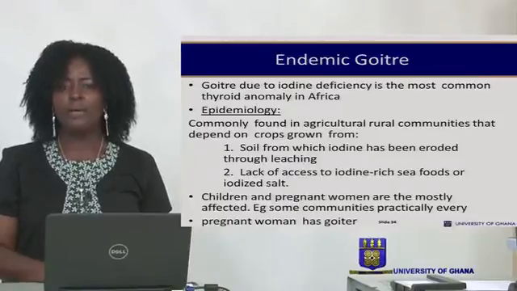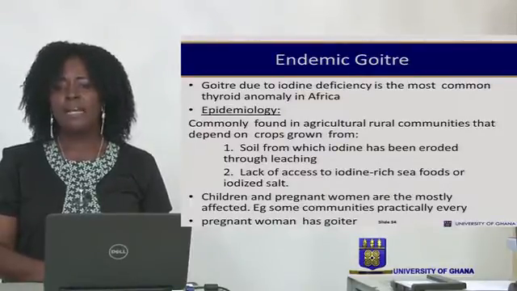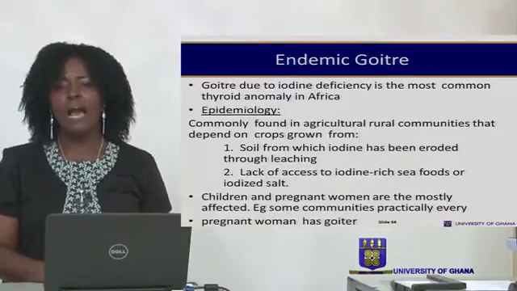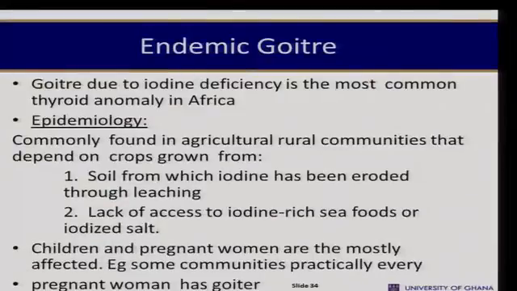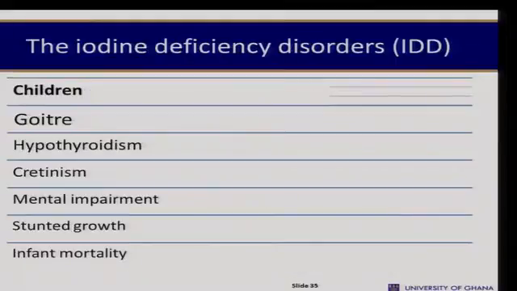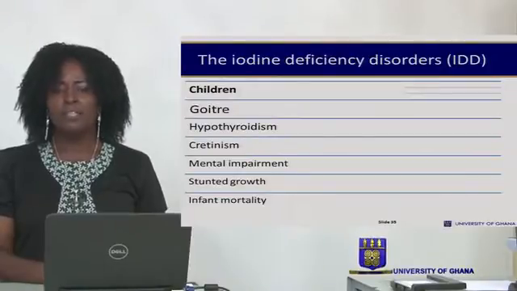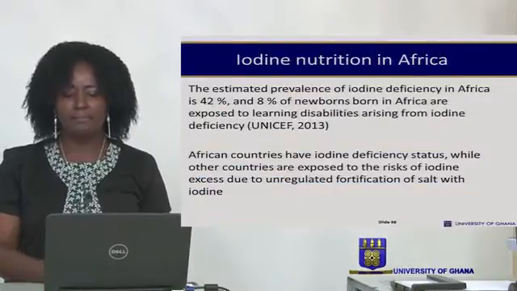Children and pregnant women are mostly affected, and there are some examples of communities where almost every pregnant woman has goiter. And this was found in a study done by Thyroid Universal in Central Africa. So iodine deficiency disorders in children include goiter, which is mostly enlargement of the gland, hypothyroidism, cretinism, mental impairment, and infant mortality, among others.